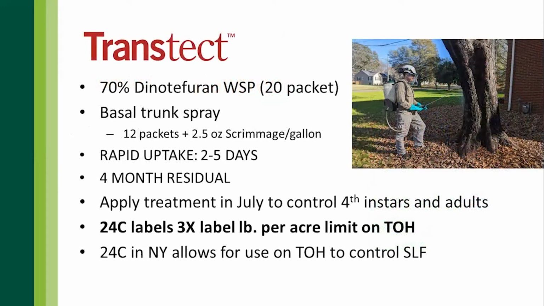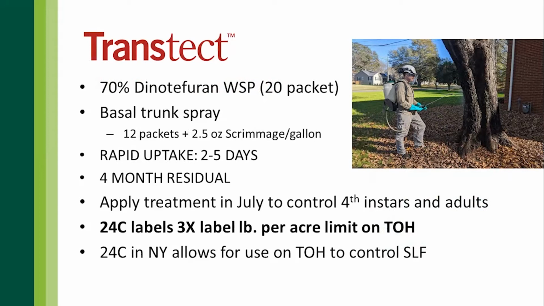If we look at Transtect as a bark spray, it's packaged as a 70% Dinotefuran in a water-soluble packet, 20 water-soluble packets per unit. You'll notice that this rate is slightly different than many of your scale treatments. We do recommend that you use 12 WSPs per fluid gallon with 2.5 ounces of Scrimmage, which is a Pentra, or a bark penetrant, per gallon. This is helpful because it adds to the levels of control and provides faster knockdown. You'll see uptake within about 2 to 5 days, and you'll have a 4-month residual with this insecticide treatment.